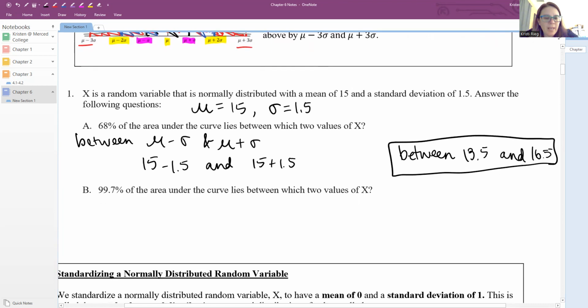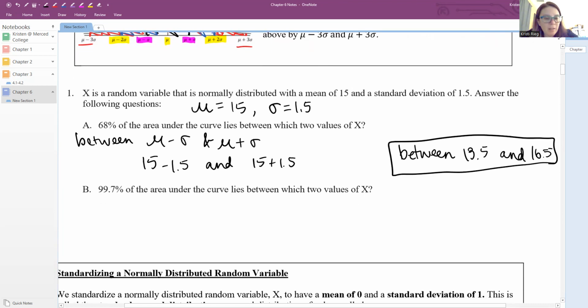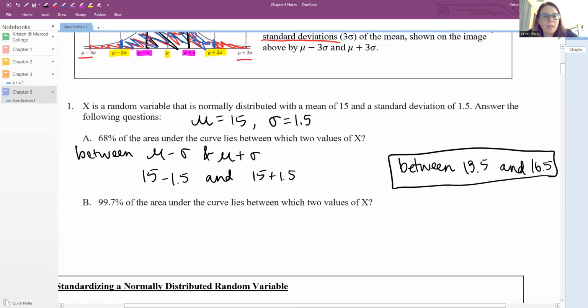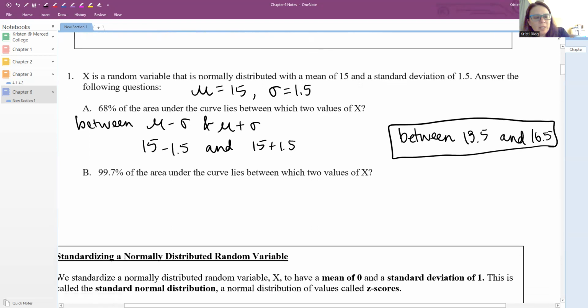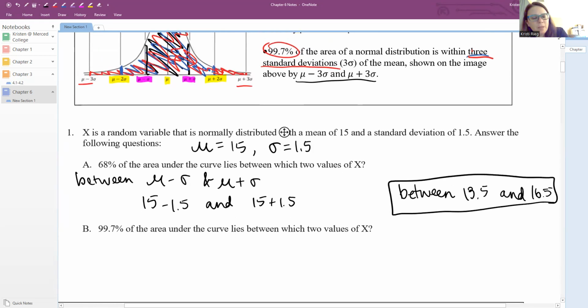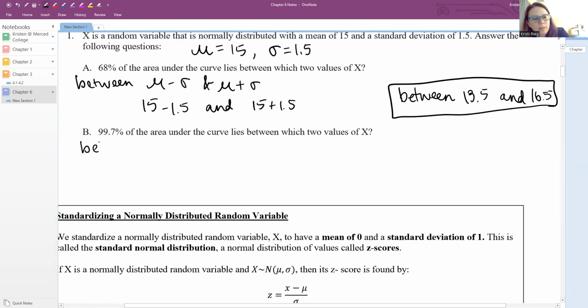All right, 99.7% of the area. Looking up top, we have mu minus 3 sigma and mu plus 3 sigma for the 99.7. So this will be between mu minus 3 sigma and mu plus 3 sigma.